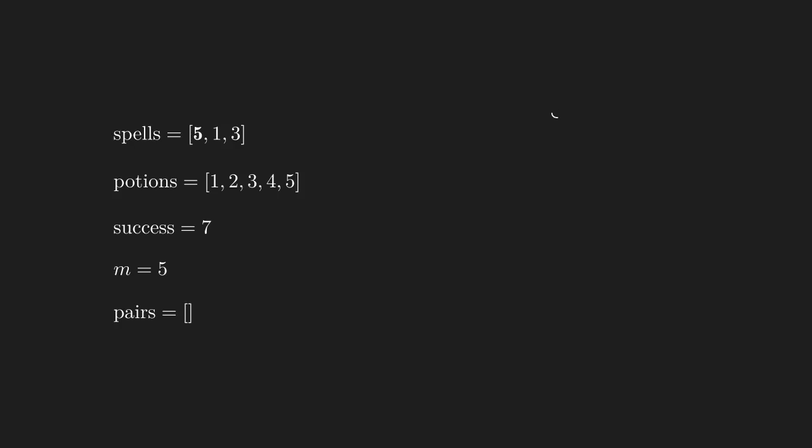We start with the first spell, which has a strength of 5. We calculate the minimum potion needed. Substituting into our formula, 7 plus 5 minus 1, which equals 11. We then integer divide 11 by the spell strength, 5. 11 integer divided by 5 gives us 2. So, we need a potion of strength 2 or greater.